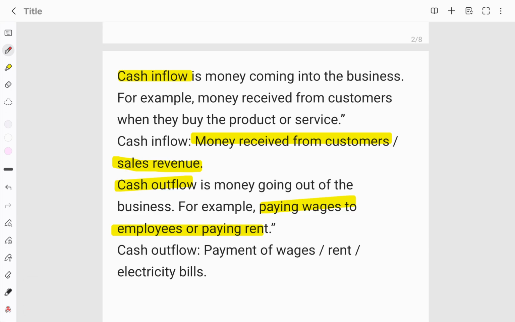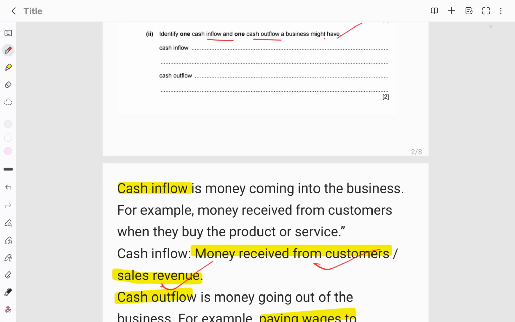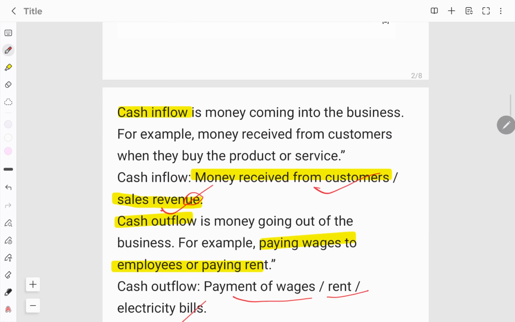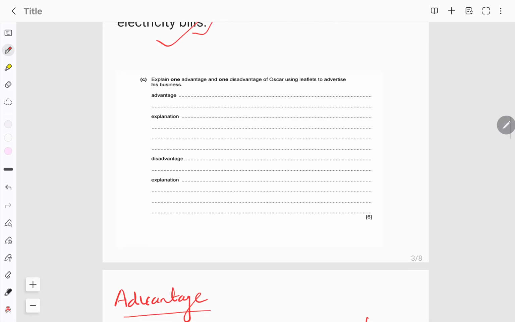Cash inflow is money coming into the business, for example, money received from customers or sales revenue. A cash outflow is money going out of the business, for example, paying wages to employees or paying rent. Cash outflow, payment of wages or rent or electricity bills. So here you can write cash inflow is money received from customers, sales revenue. Then cash outflow you can write here paying wages to employees or paying rent or electricity bill. Then move on to the next question.